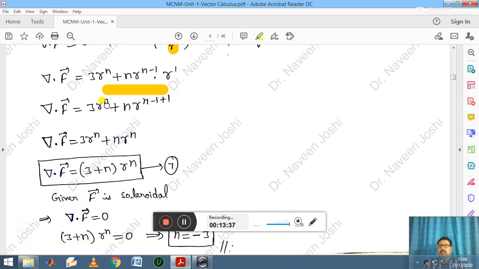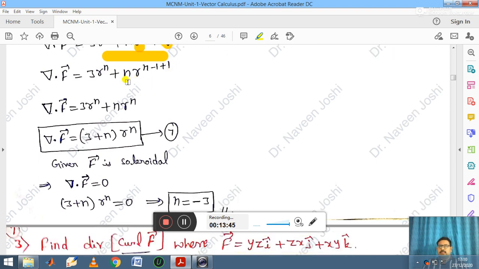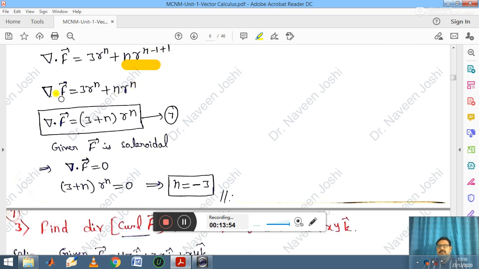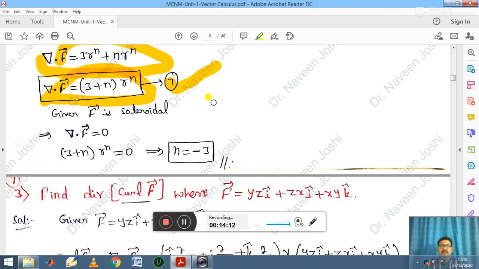Then here r power n minus 1 and here r. If you combine these two, you get n into r power n minus 1 plus 1. So minus 1 plus 1 gets cancelled. You get del dot f equals 3r power n plus n into r power n. In these two terms you take r power n common, then del dot f equals 3 plus n into r power n. This is your divergence of the vector value, 3 plus n into r power n.